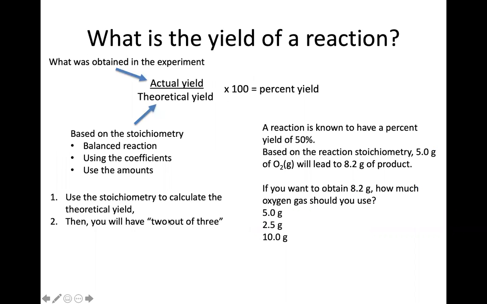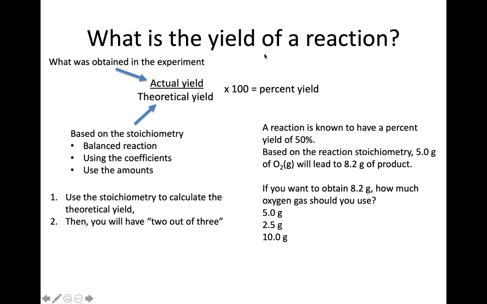Now, let me show you one other way, and I think this is the trickiest way that I've seen it. Consider this one. A reaction is known to have a percent yield of 50%. Based on the reaction stoichiometry, 5 grams of O2 would lead to 8.2 grams of product. There are other reactants there. This reaction has a yield of 50%. So if you wanted to obtain 8.2 grams, how much oxygen gas should you use?